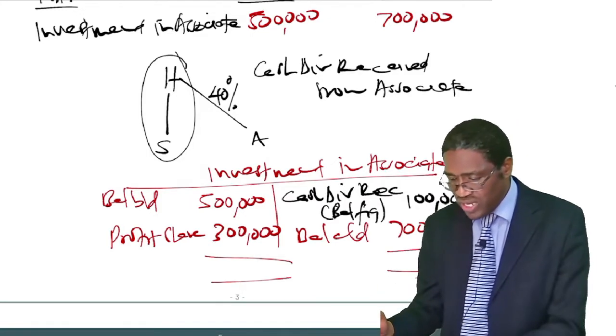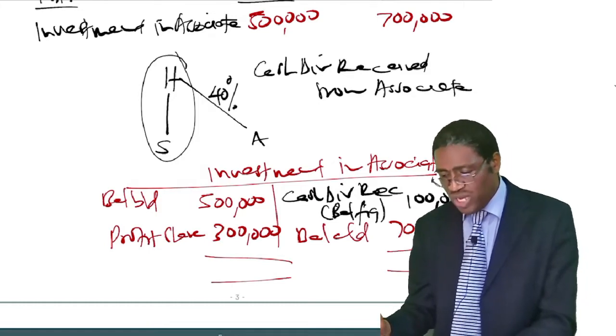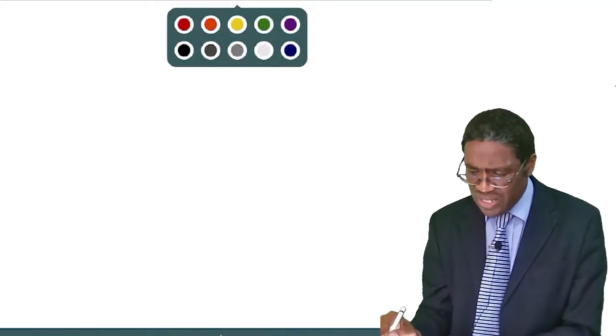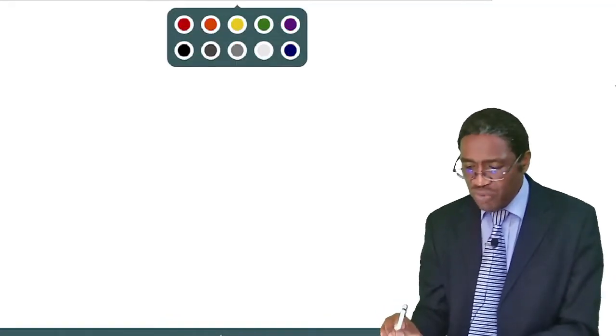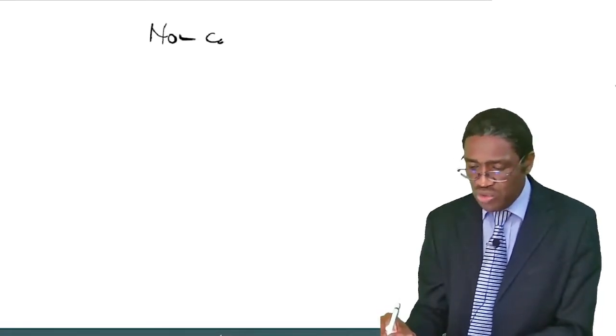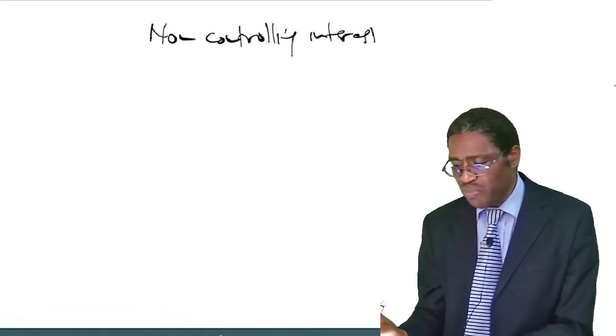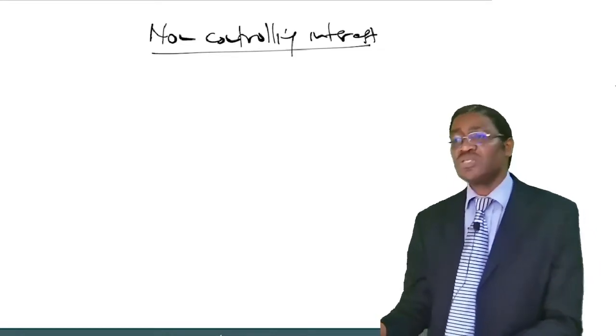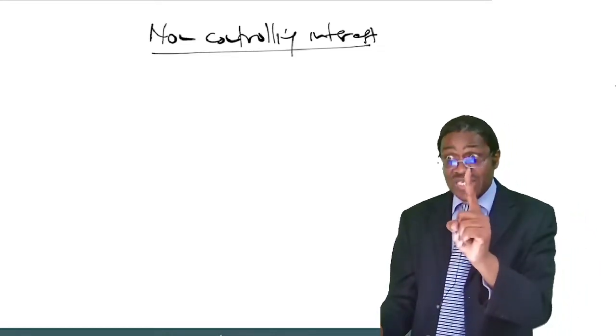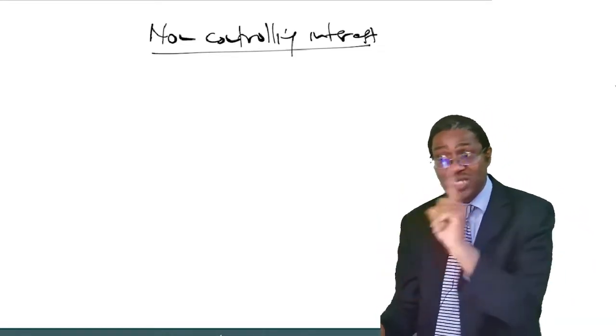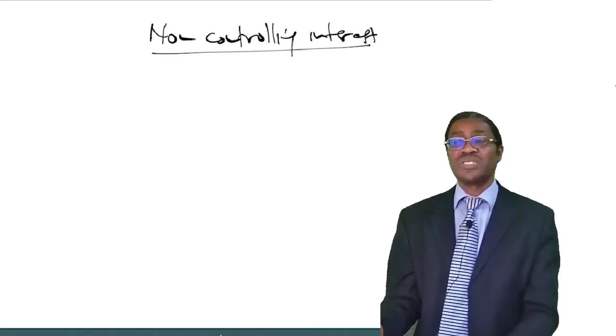Now you go to the next. We are now through with how to account for associate. Now let us remind ourselves, or let's discuss now how to account for the non-controlling interest. How do you account for the non-controlling interest? So before we do an example, let's now talk about non-controlling interest and cash flow, not non-controlling interest and P&L account. Listen again.